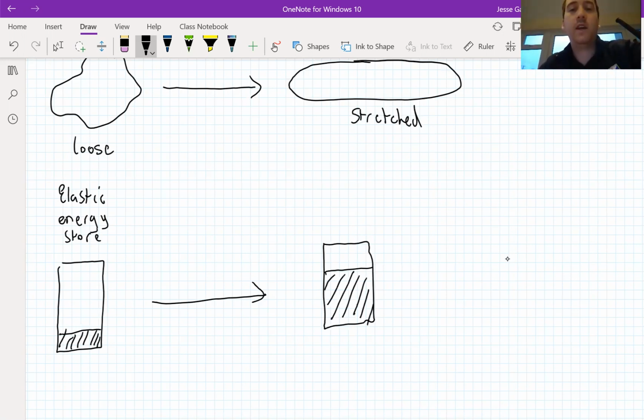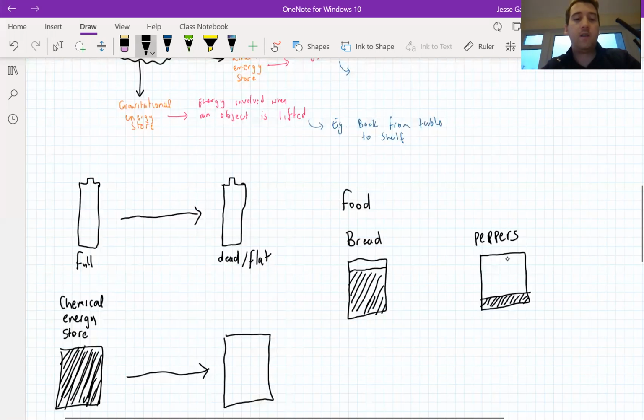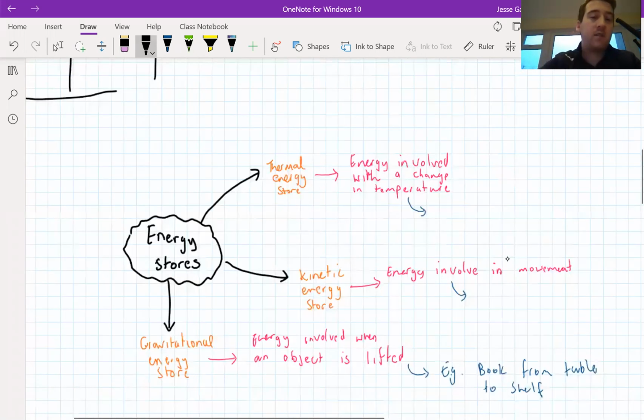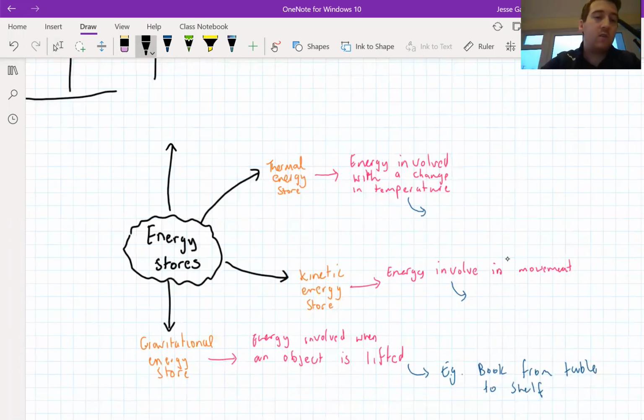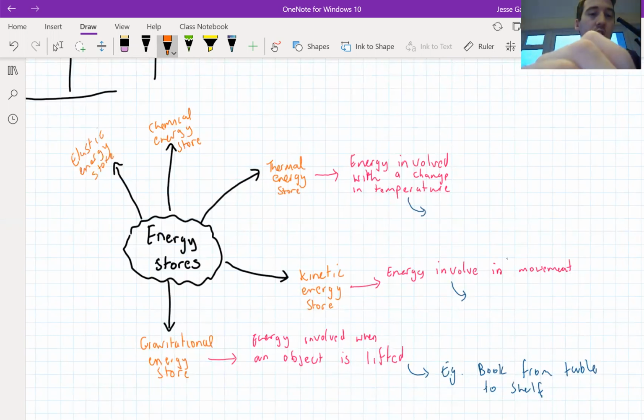Okay, what we're going to do is scroll up and you're going to add for me the next 2 energy stores. Pause the video and add the next 2 energy stores. Okay, this is what you should have. Number 4 was the chemical energy store, and number 5, sorry, the elastic energy store. Well done. If you got those 2 right, excellent, good job.